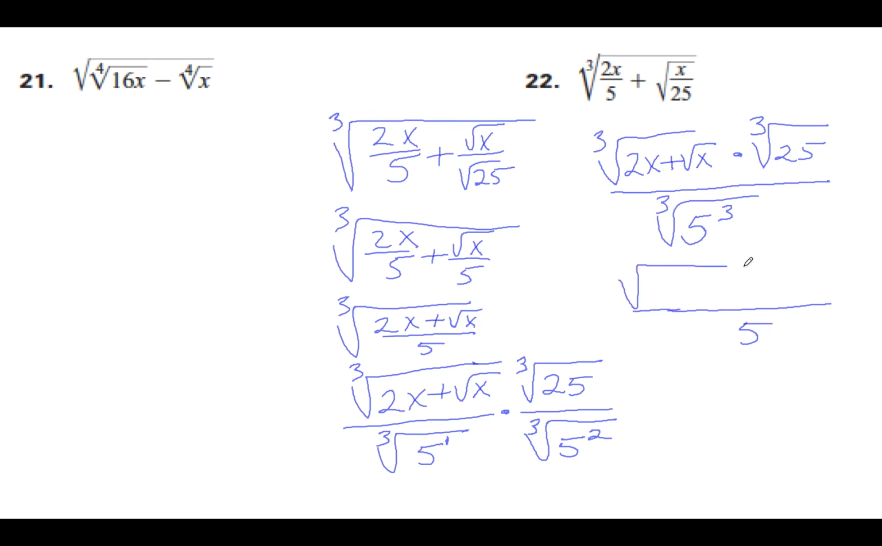And then the top, what we're going to do is we're going to distribute this 25 through here. So this becomes 50x plus 25 square root of x. And then that's done.